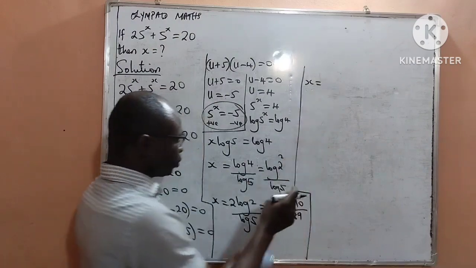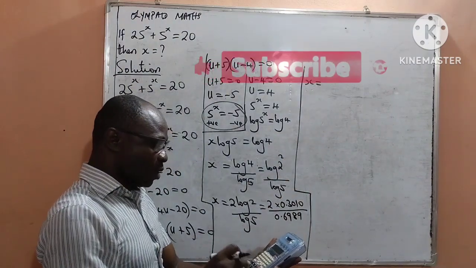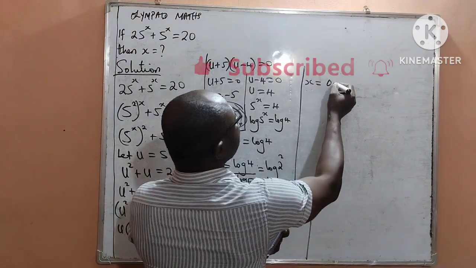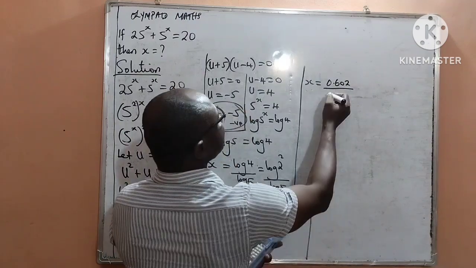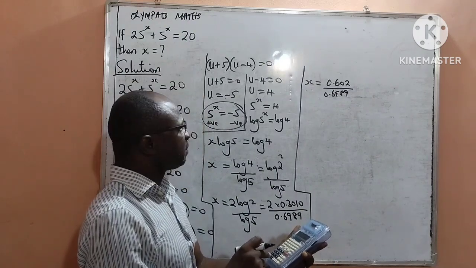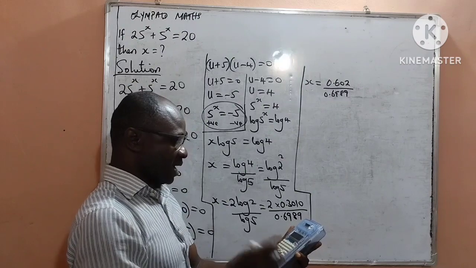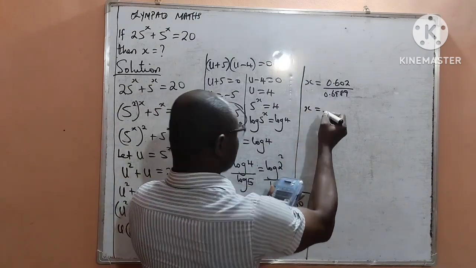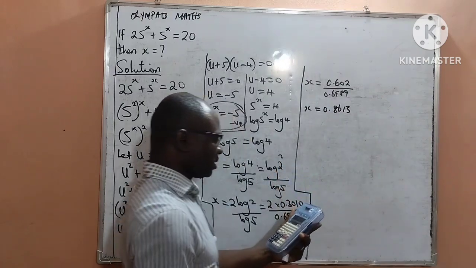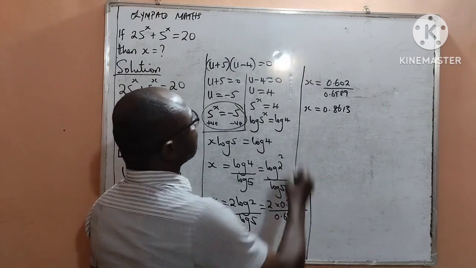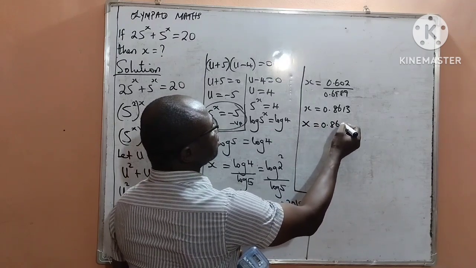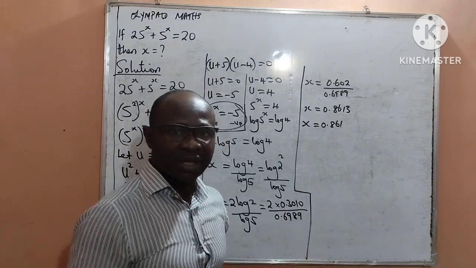We can simply say 2 multiplied by 0.3010. That will give us 0.602 divided by 0.6989. When this is divided by 0.6989, it is going to give us the value of x as 0.8613. Okay, beautiful. Therefore, I can now say that the value of x is equal to 0.861, to 3 decimal places.